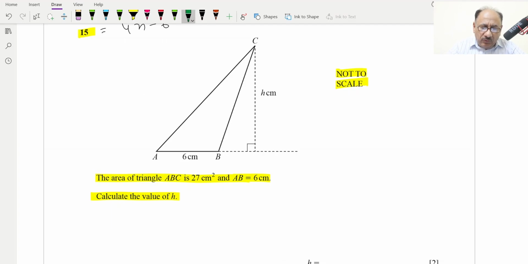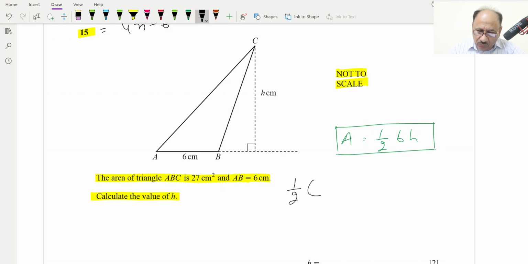We know the formula. What is the formula? Area of triangle is equal to half into base into height. In this case we can write half into base, which is AB, which is 6, into height, which we don't know. This height is unknown, so H is equal to area, which is provided over here, which is 27. So we can write here 27.